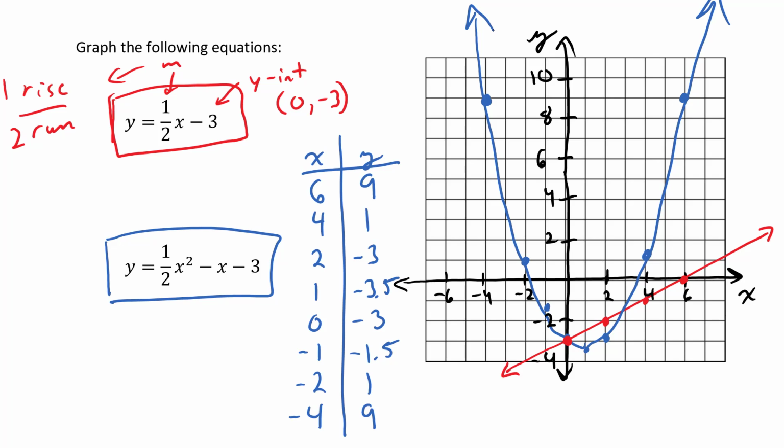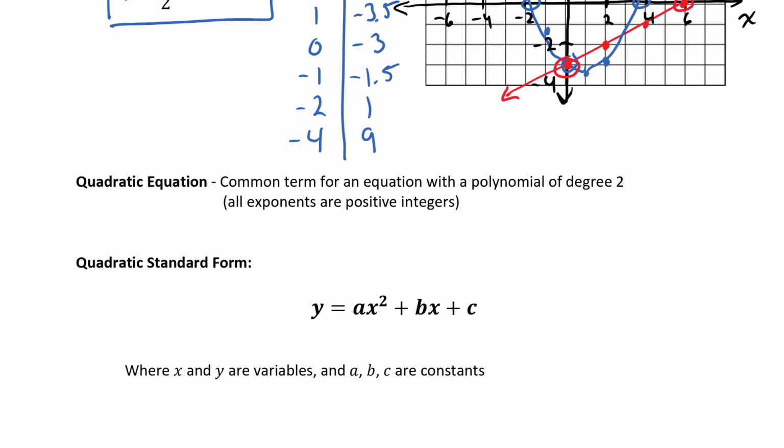So what you can see here is that when we graph a linear equation, we have a y-intercept and we have an x-intercept. When we graph a quadratic equation, we have a y-intercept, but notice we have 2 x-intercepts. This will be important later on. We're going to solve for the roots of our quadratic equation, also known as our x-intercepts.